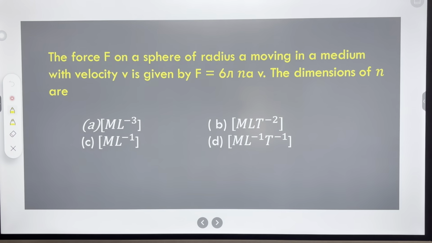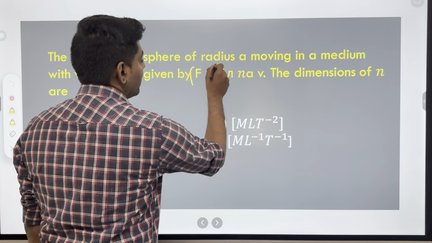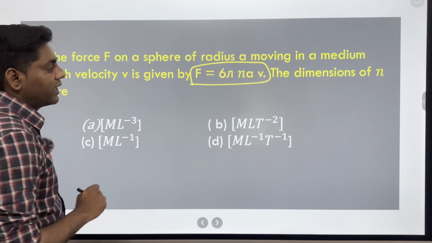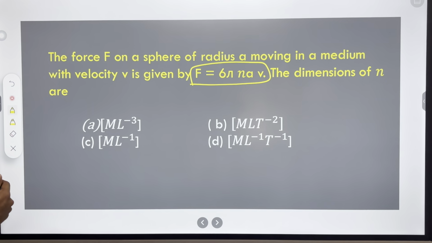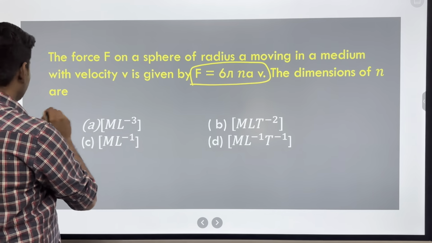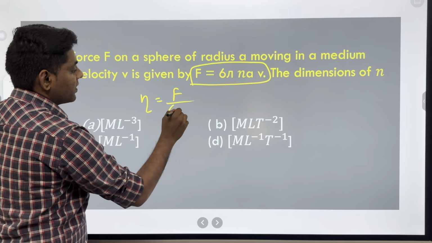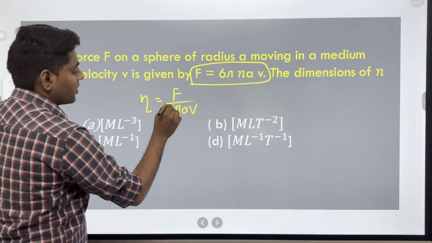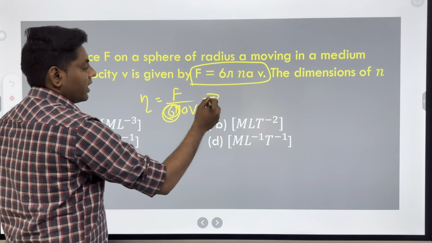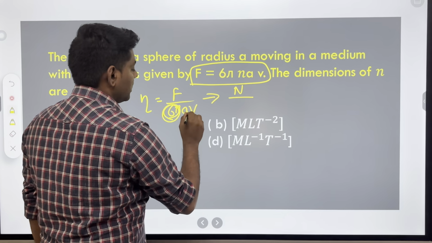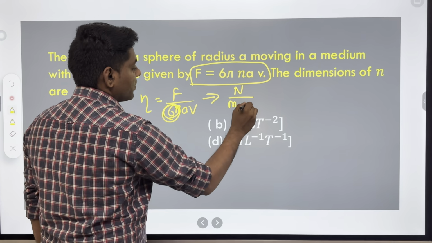Next MCQ. The force F on a sphere of radius A moving in a medium with velocity v is given by force equal to 6 pi eta A v. The dimensional formula of the coefficient of viscosity is given by? From this formula we can write the viscosity as F divided by 6 pi A v. Here 6 pi is the constant. So what is the SI unit? Force is Newton, radius is meter, and velocity is meter per second.